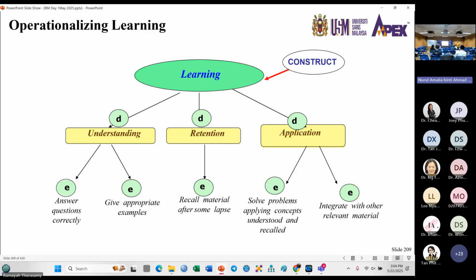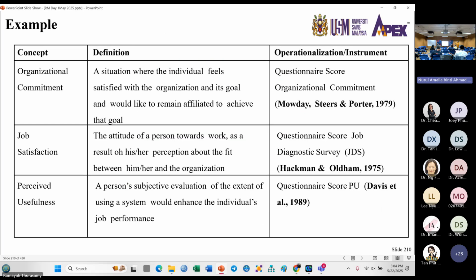Anybody doing instrument development? Very rare. In our area, usually we just adopt another. Unless you want to develop your own scale, then you have to follow certain steps. There's an author called Churchill. Everybody mentions his name, Churchill, if you want to develop a scale.